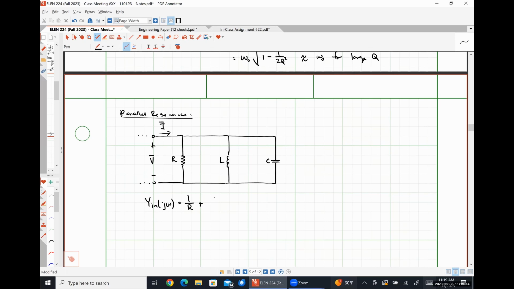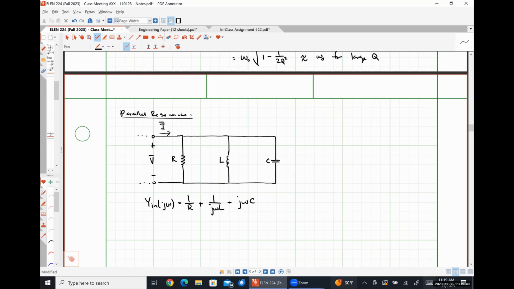Then we're going to have 1 over j omega L, and then we're going to have plus j omega C, right? So I'm using admittance here just because when I have 3 things in parallel, I can add their admittances up like they were in series, and it's going to make the math look practically exactly like what we saw for our series RLC circuit, except that we're using the reciprocals of everything.